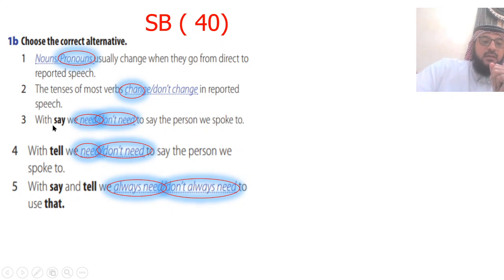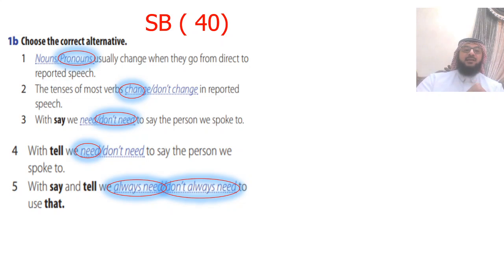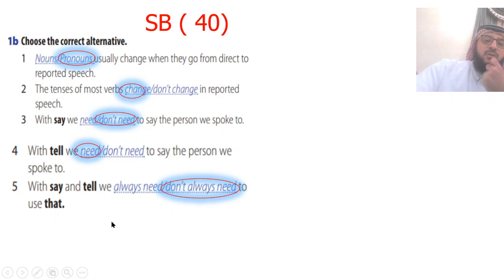Number 3, with say we don't need to say the person we spoke to. If you say he said, you don't need to mention the person you are talking to. Need or don't need? Don't need. Okay. Number 4, with tell we need or we don't need to say the person we spoke to. We need to say he told me, he told Ahmed. Okay. With say and tell we don't always need to use that. The word that is not always required.